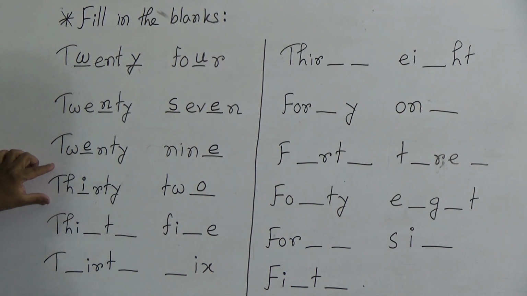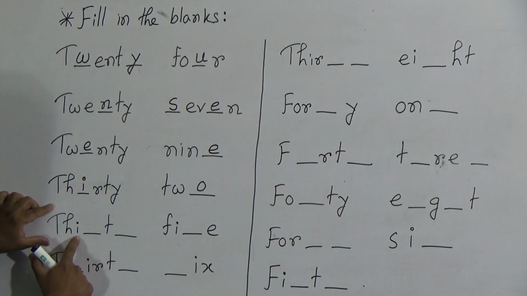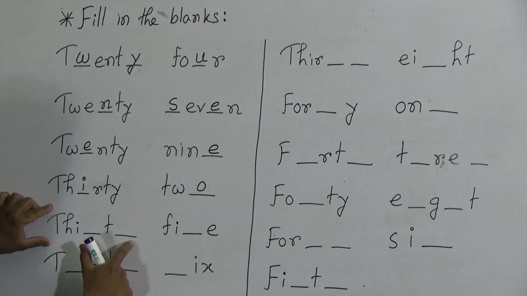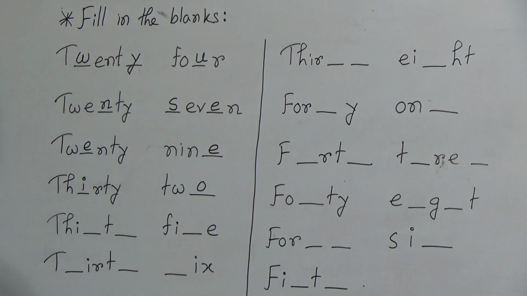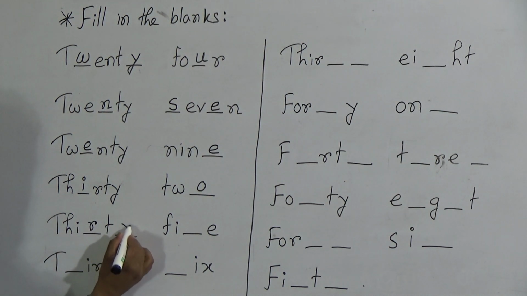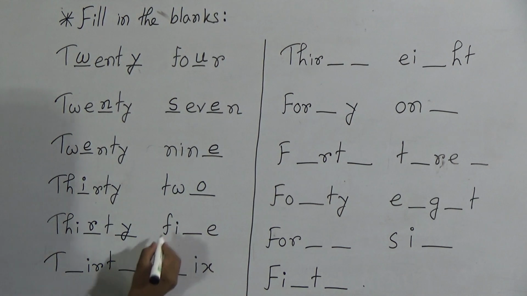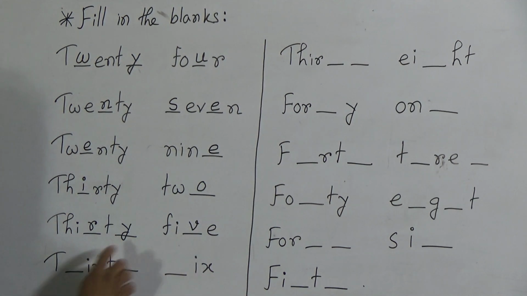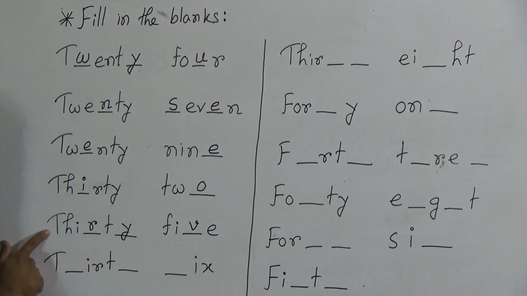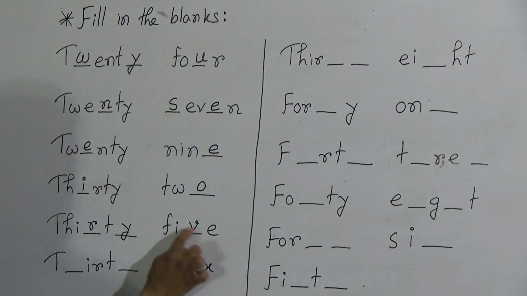Okay, the next one will be THI, then RTY 30, then it should be FIVE 5. So fill up this one: THIR, then TY 30, then my dear students, FIVE 5. So the first, second and third letters would be R, Y and V. It's 35, THIRTY 30, then FIVE 5.